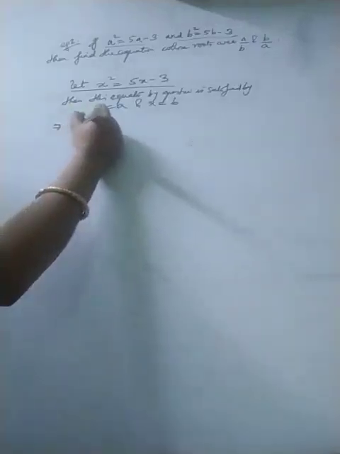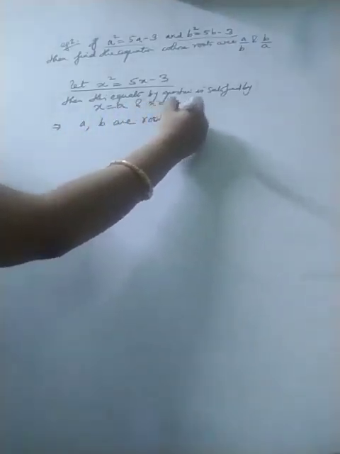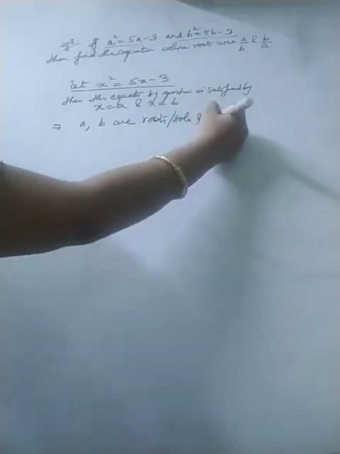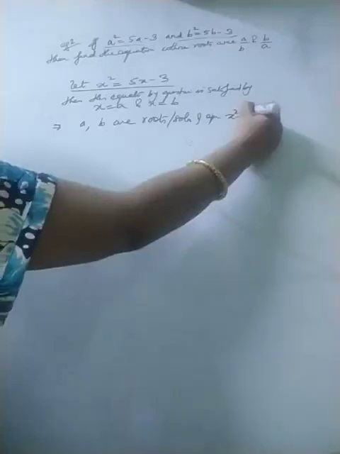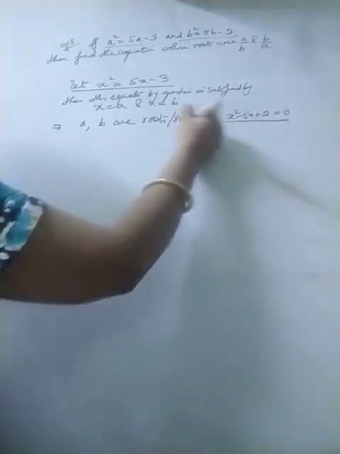Because if I put x as a, I get a square is equal to 5a minus 3, which is this. And if I put x is equal to b, I get b square is equal to 5b minus 3. So generalizing, x square is equal to 5x minus 3 is an equation satisfied by the values a and b. This means a and b are the roots or solutions of this equation, which, rearranging into standard form, is x square minus 5x plus 3 is equal to 0.